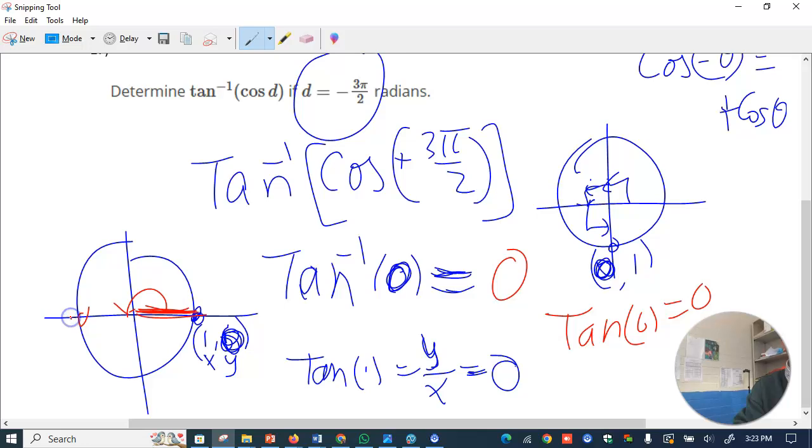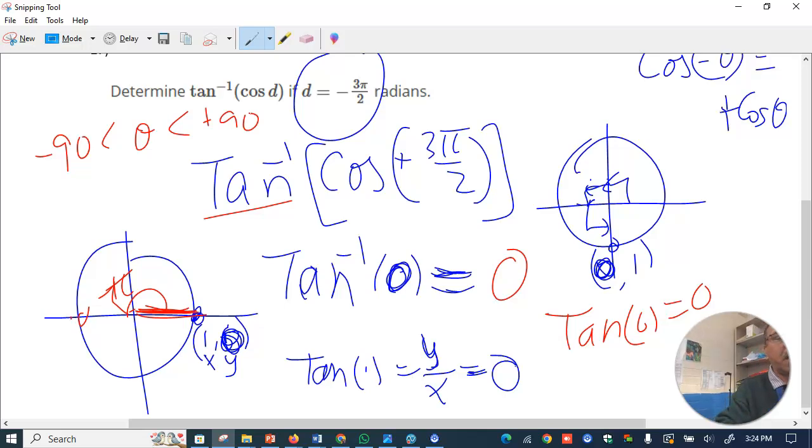Even some of you may say, hey, that's pi, that was 180. We can't take pi because for tan inverse, the range is from plus pi by 2 to minus pi by 2. Okay. So I think, okay, let's do another.